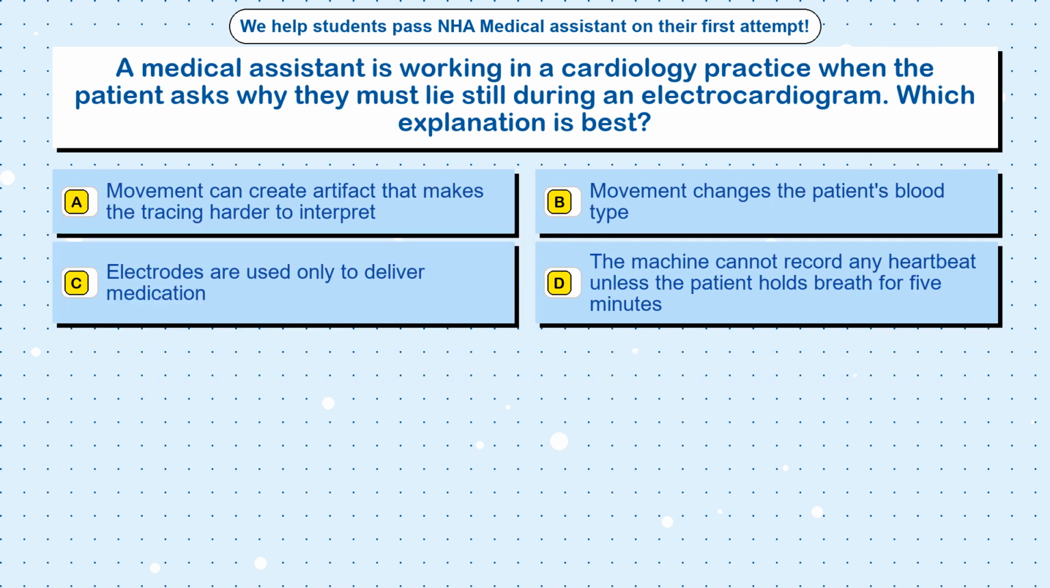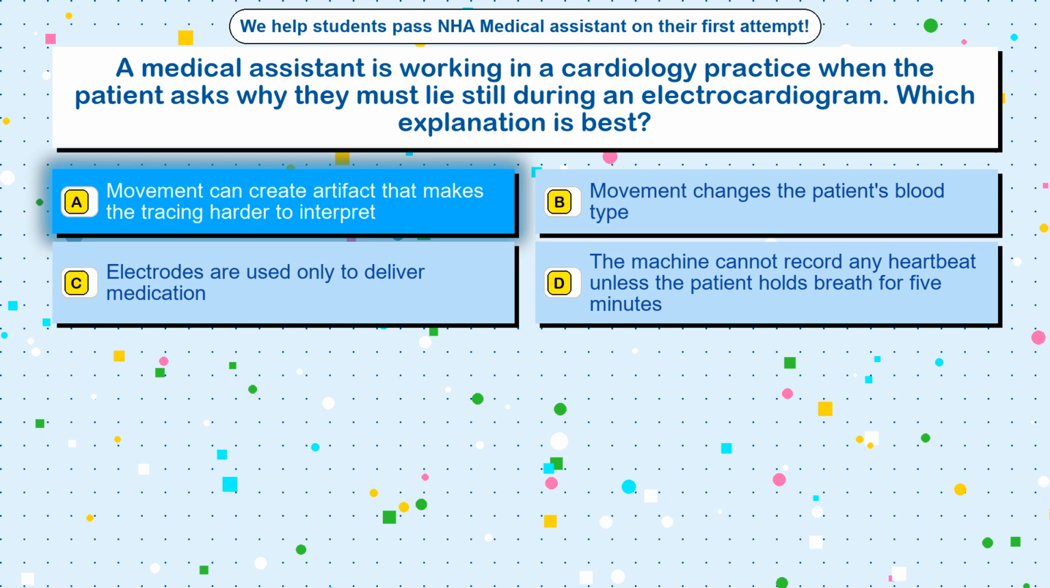Question 44. A medical assistant is working in a cardiology practice when the patient asks why they must lie still during an electrocardiogram. Which explanation is best? Option A. Movement can create artifact that makes the tracing harder to interpret. Option B. Movement changes the patient's blood type. Option C. Electrodes are used only to deliver medication. Option D. The machine cannot record any heartbeat unless the patient holds breath for 5 minutes. The correct answer is option A.